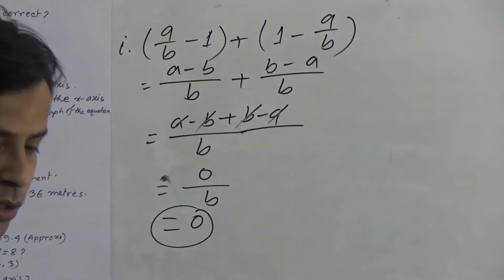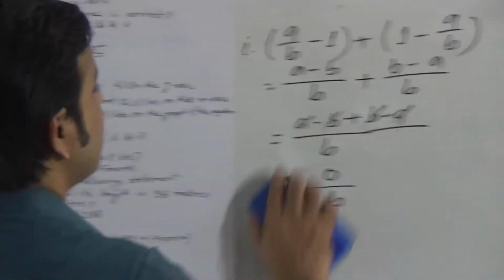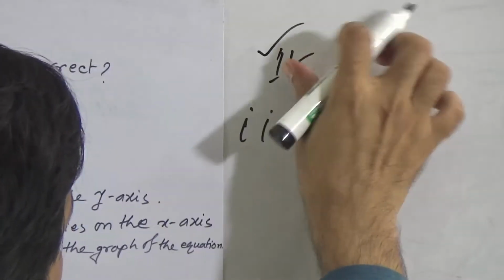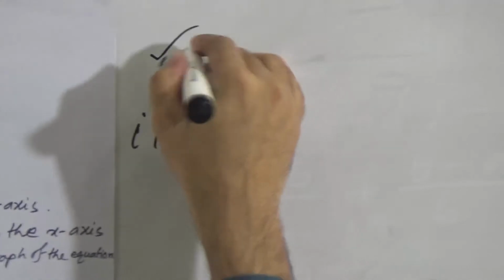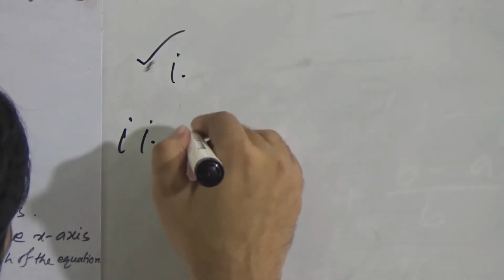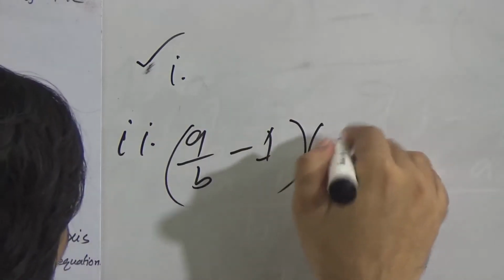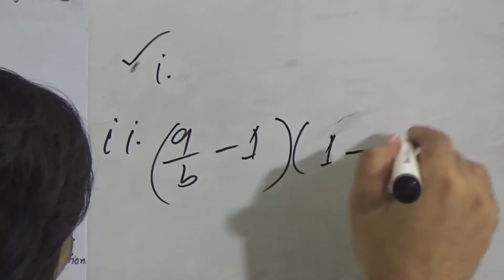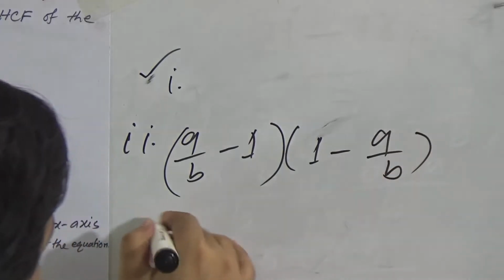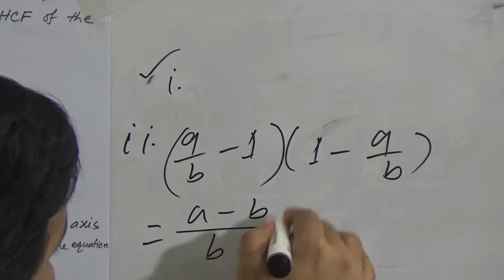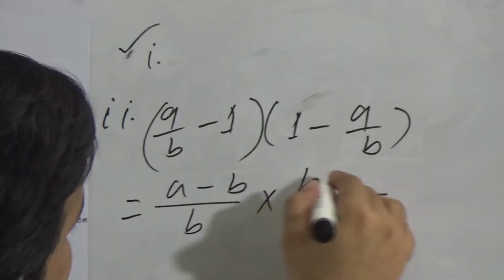Now we have to check the next statement. It is the product. 1 is true. Now the product: a by b minus 1 into 1 minus a by b. So we can write here a minus b over b into b minus a over b.